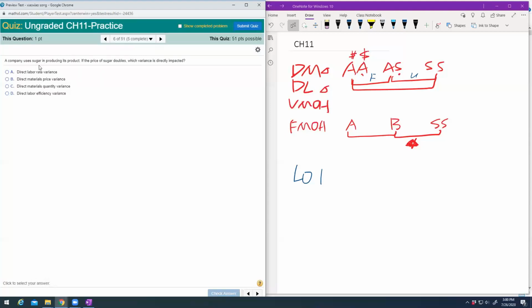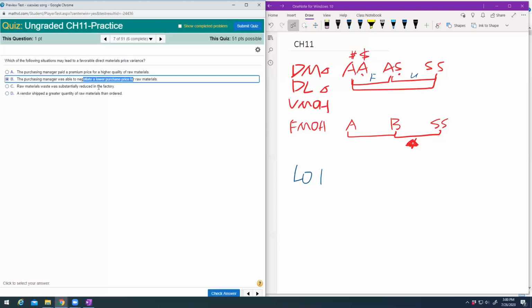The company uses sugar in producing, and the price of sugar doubles. The price of direct material, so this will be your direct material price variance, and it will be unfavorable. Which of the following situations may lead to a favorable price variance? That means your actual purchase price is cheaper. The purchase manager paid a premium? No. The purchase manager was able to negotiate a lower price? Yeah, this is the correct one. Now make sure you know why the others are not correct.